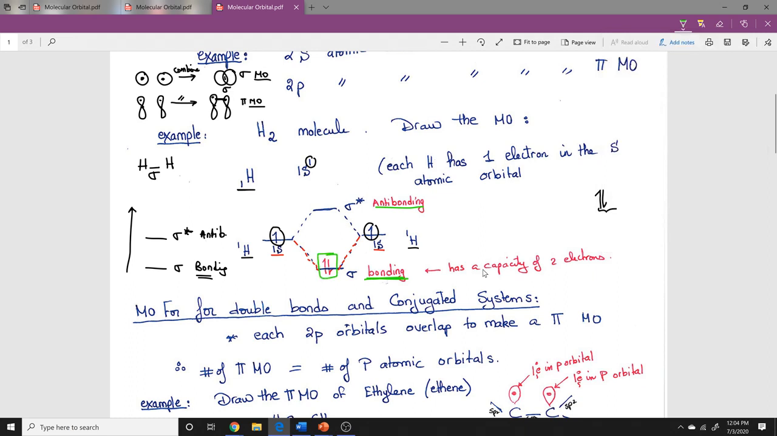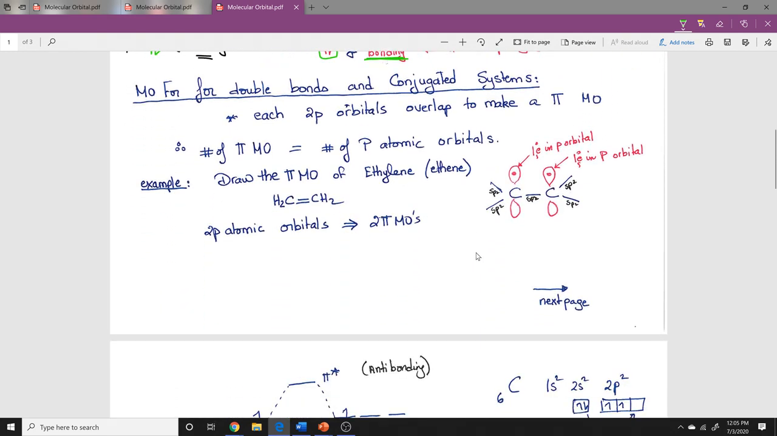Now we are out of electrons because we filled all our electrons in the bonding state, and the anti-bonding state will have no electrons in there. So to draw the molecular orbital, that's it. This is going to be it, showing the bonding and the anti-bonding molecular orbitals, and the bonding state has 2 electrons in there.